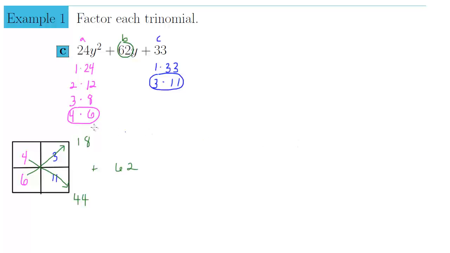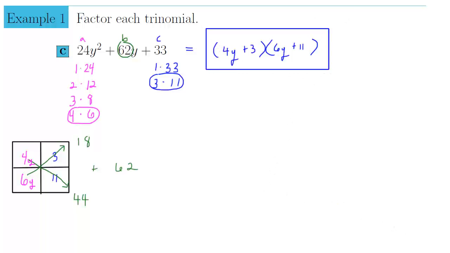Okay, so that being said, we can put our variables in here. There's a y squared, so we put a y in front of each of our a factors, and then we can finish off the factoring by making two binomials. The first binomial comes from the top row, 4y plus 3, and the second binomial comes from the bottom row, 6y plus 11. So there's our factored form. Pretty slick, huh?